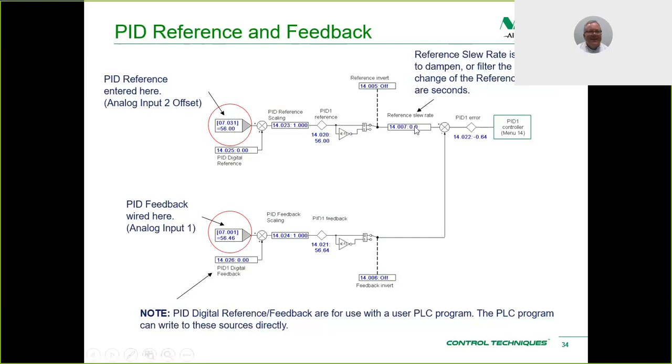Now, over here, this is important too. We have a reference slew rate here. The reference slew rate is used to dampen or filter the rate of change of the reference. So if you have a noisy signal, for example, and you don't account for it somehow, your reference is going to tend to bounce all over the place. So what this reference slew rate does is allow you to set a time as a filter. The units here are in seconds. So if I set it to 0.1, it would only sample what the reference is every 100 milliseconds. That's a way to filter out a noisy or bouncy reference coming in. Today I don't have that, since I'm entering it manually, but I'm not in the field, so that might be a problem.